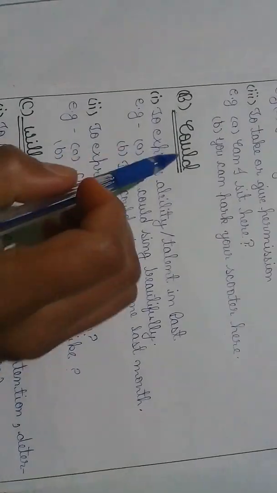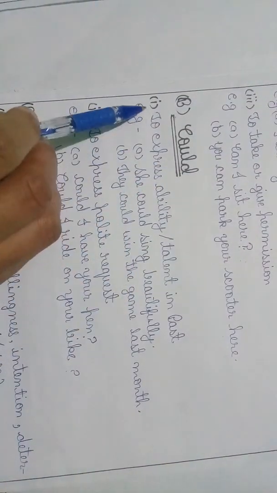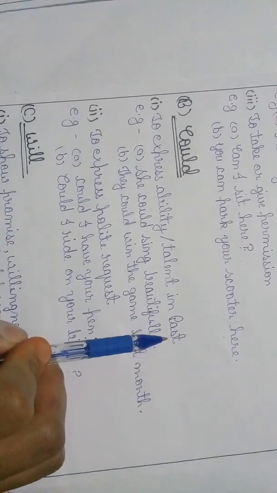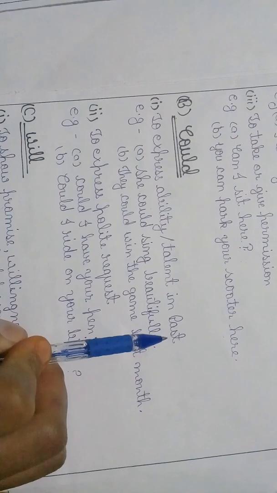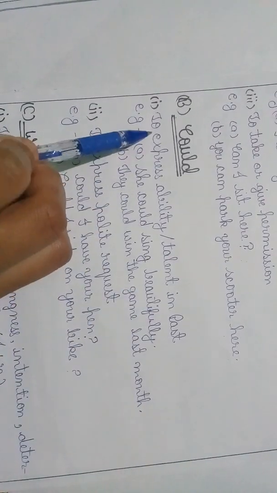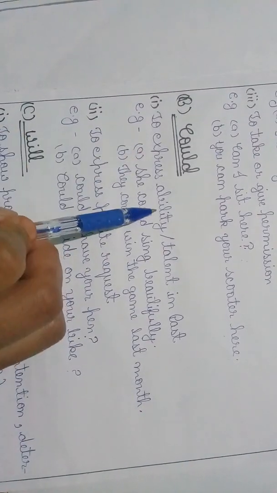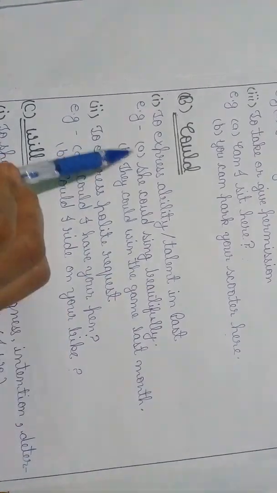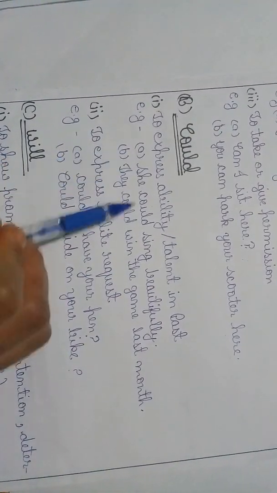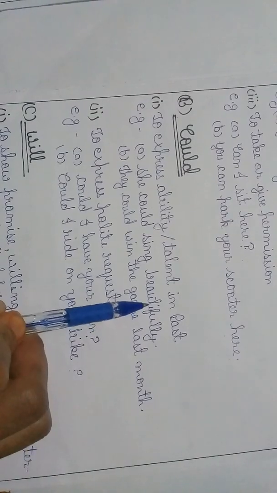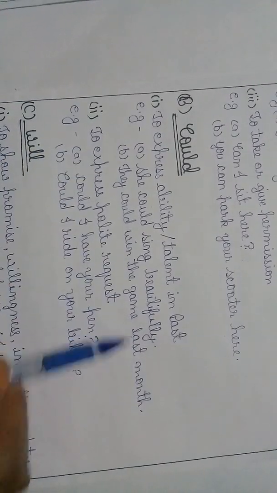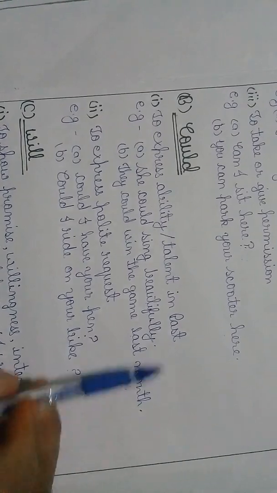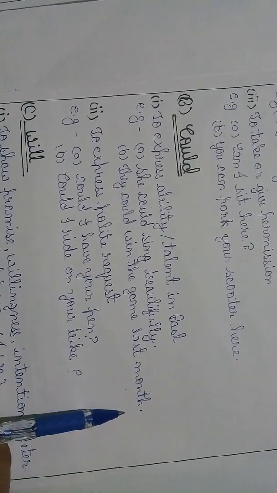Next modal is could. Where we use could. Could is the past form of can. We use could to express ability, talent in past tense. We use can in the present tense while could in past tense to show the ability and talent of the past. Look at the examples. She could sing beautifully. They could win the game last month. These are the two statements. They are showing the ability or talent of the past.